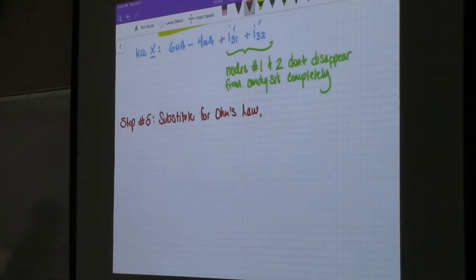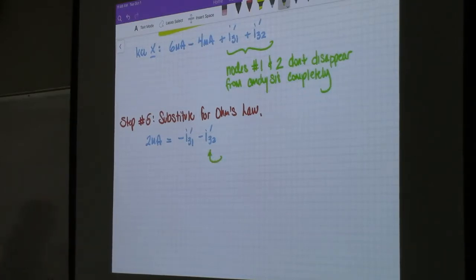The next step is the same as for any other problem. Substitute for Ohm's law. Done that a million times before. So we're left with 2 milliamps is equal to, first I'm going to move everything to the other side, negative I31 prime minus I32 prime. Now substitute in for these.